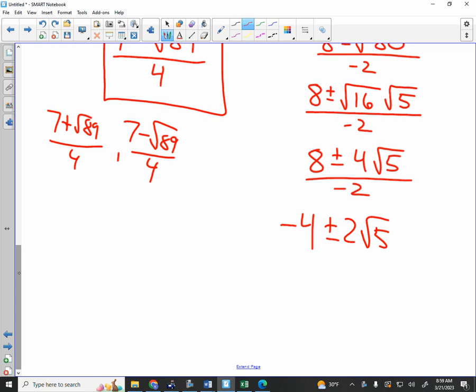If you wrote on the test plus or minus negative 2 roots of 5, it's the same thing. It covers both the positive and the negative, so you don't have to worry about it. Okay? So that's your quadratic formula.